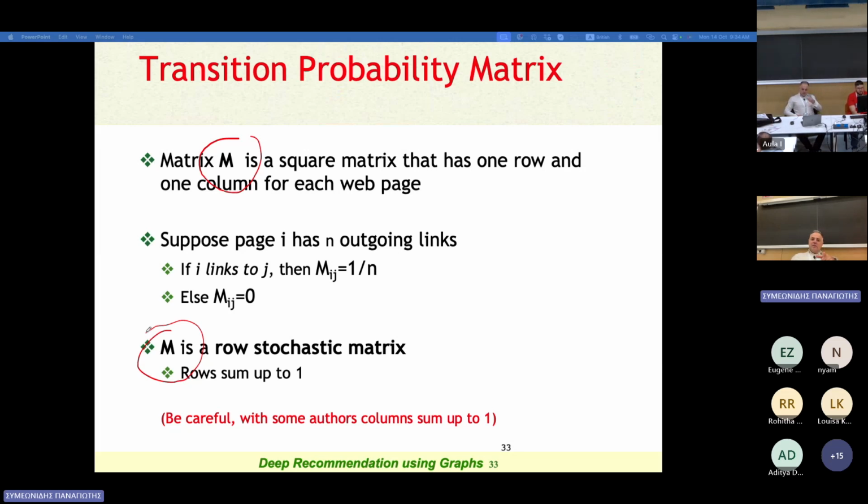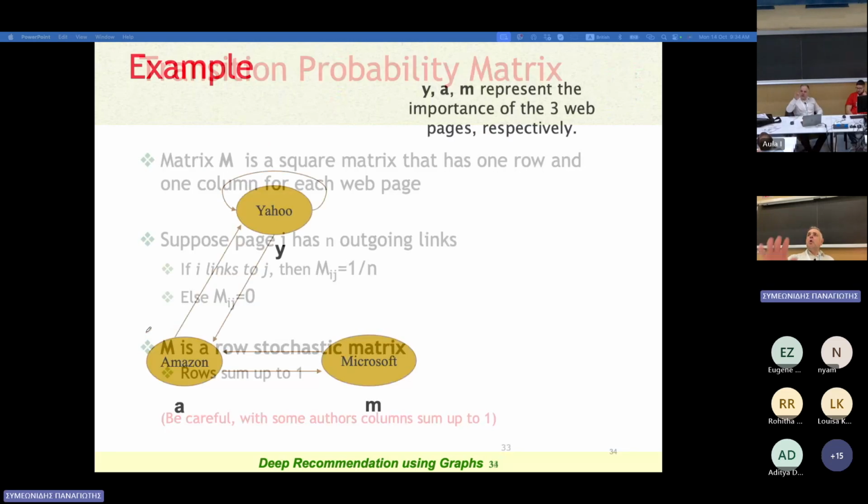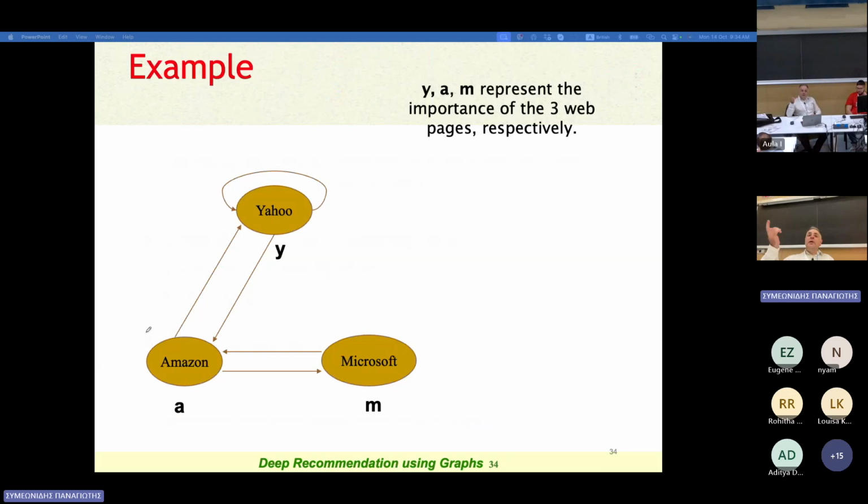In our slides, the columns will sum up to 1. So it depends on the authors how they define this stochasticity. This means that the weights of the incoming links in the target node should sum up to 1.